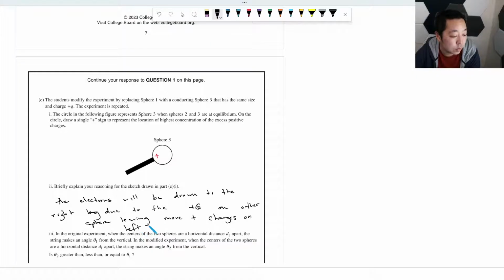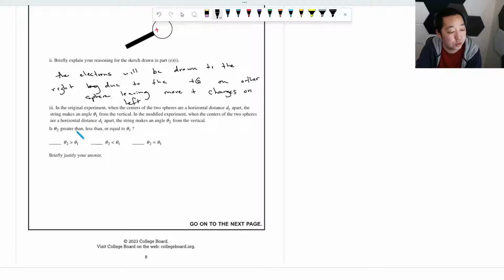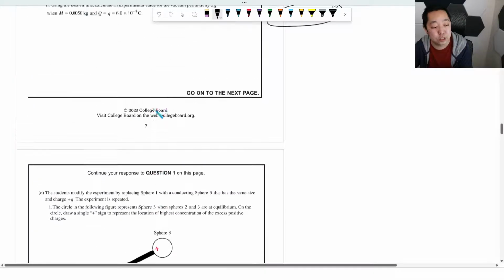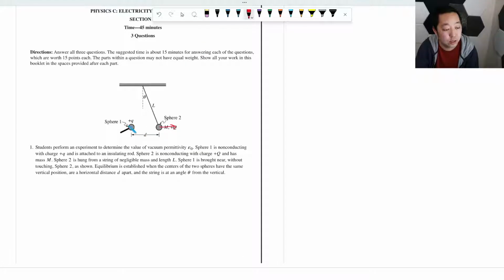Something like that. In the original experiment, when the centers of the two spheres are horizontal distance d1 apart, the string makes an angle theta 1 from the vertical. In the modified experiment, when the centers of the two spheres are horizontal distance d1 apart, the string makes an angle theta 2. Is theta 2 greater than or less than? It's actually going to be less than, because now that the charge is separated further, you're going to have a weaker electrostatic force, because you're going to have more attracted to here. It's just going to weaken the overall. Wait, is that true? Let me think about this.